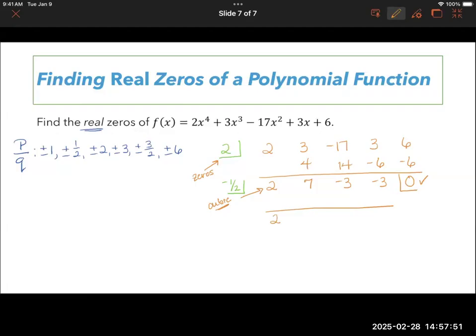So again, 2 comes down in front. Negative 1/2 times 2 is going to be a negative 1. 7 plus negative 1 will give me 6. Negative 1/2 times 6 will be a negative 3. Negative 3 and negative 3 will give me negative 6. Negative 1/2 times negative 6 will be positive 3. And now we've got another 0. So that tells me that negative 1/2 is also going to be one of the zeros.